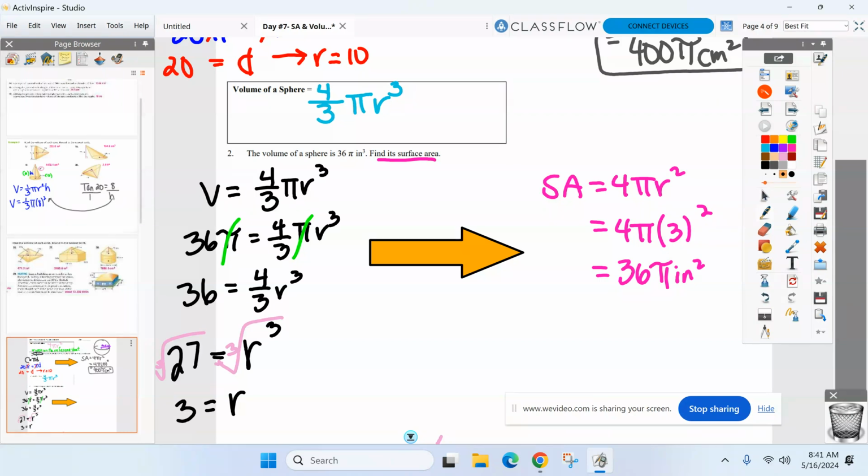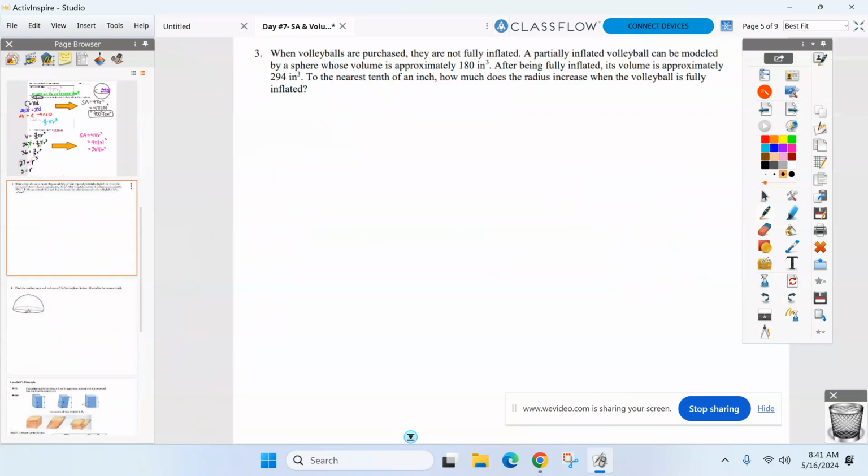All right, it's hard to do it with spheres. The best you can find, here you go, volleyballs. There you go, volleyball, shapes of a sphere. FYI, when you purchase a volleyball not fully inflated, when they're not inflated, they have a volume of 180, but when they're fully inflated, they have a volume of 294 cubic inches.